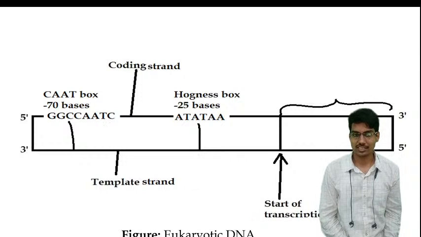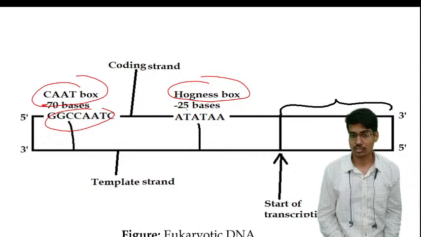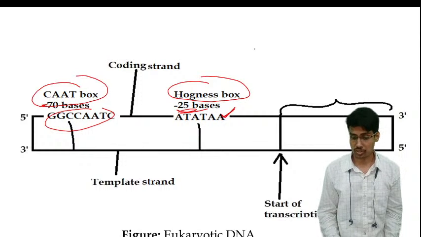You can draw it as such. The only change will be that the CAAT box will be there at its location, -70, and this Hogness box is there, its location is -25 bases. If you remember these bases, you can draw them. Otherwise, just mention the names only.